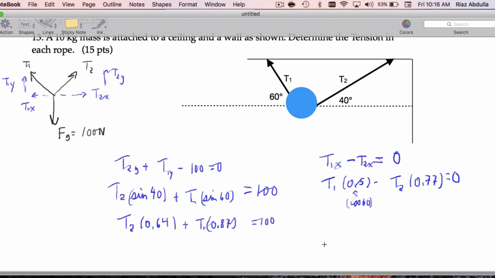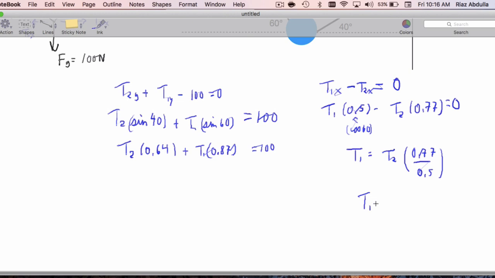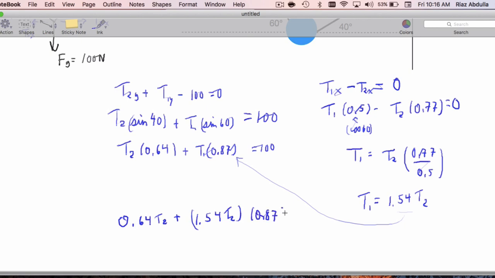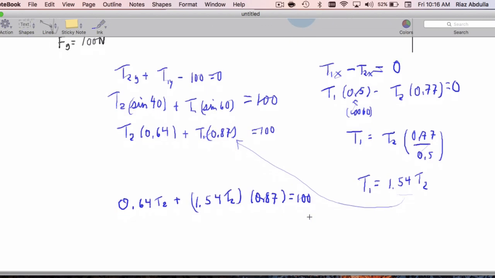Now, what that tells us is that T1 is actually going to equal T2 times 0.77 divided by 0.5. When we simplify that, that's going to be T1 equals 1.54 T2. And I can actually go ahead and substitute that into here. So I'm going to get 0.64 T2 plus 1.54 T2 times 0.87 equals 100.